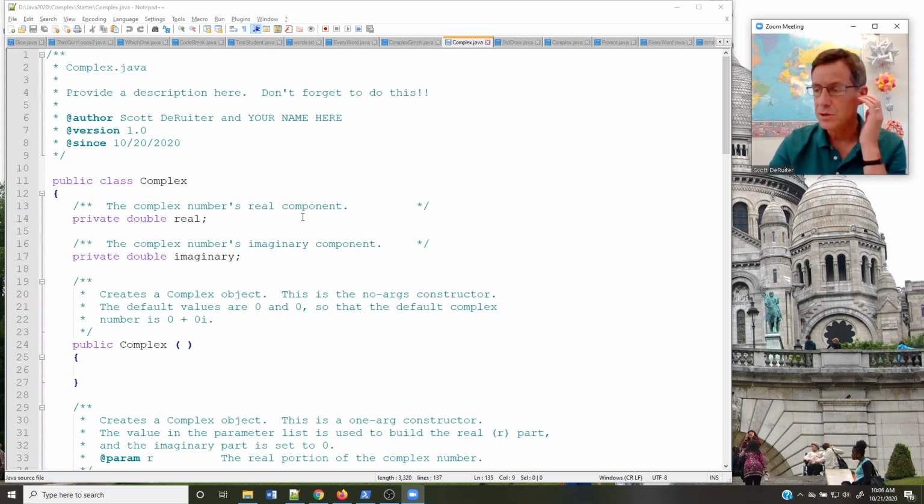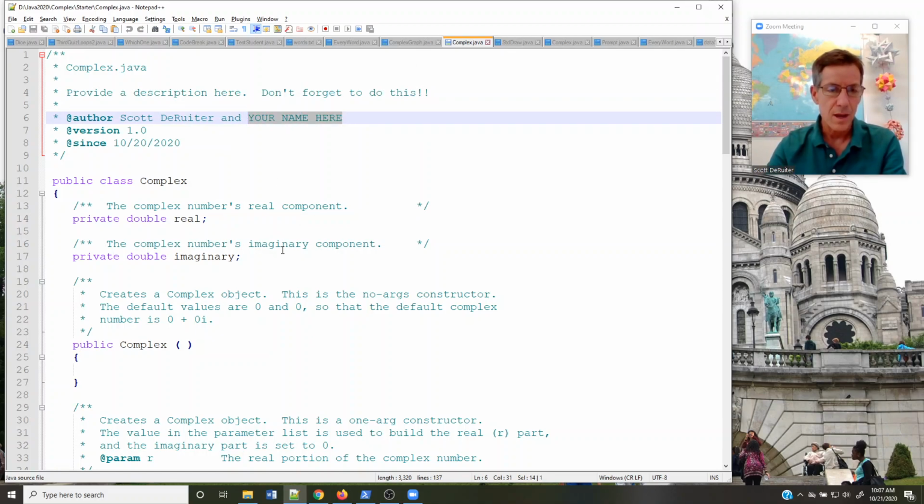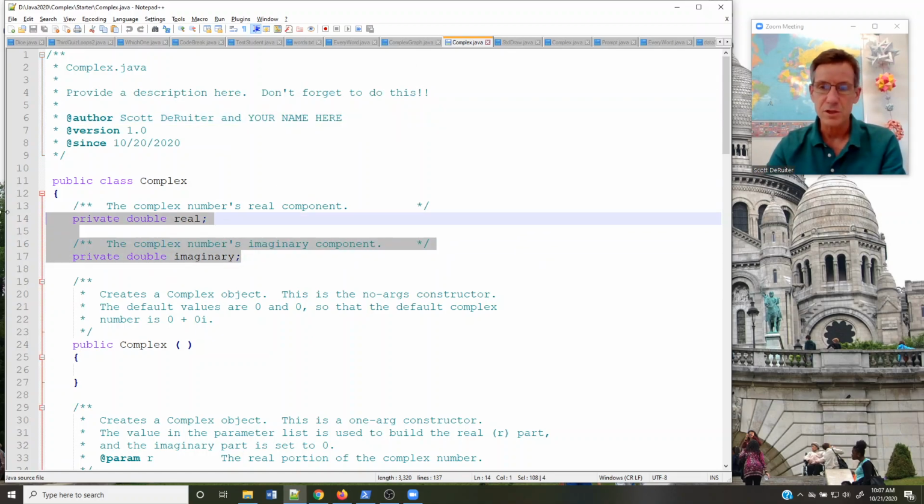What you're trying to do is you're trying to get complex to work, and it's a lot like the fraction class. So don't forget to provide a comment block, right? A good paragraph describing what's going on. You want to make sure that you put your name here. And then there are just a couple fields, just like in the fraction class where we have num and denom. We have a real part of the complex number and then also an imaginary part.